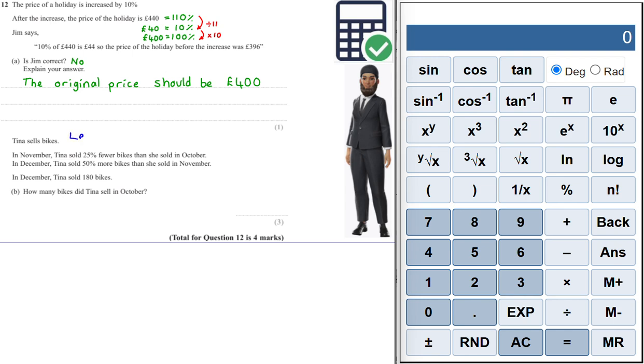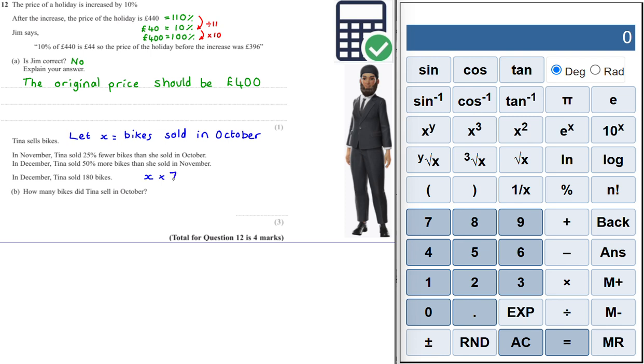So let's write down, let x equal bikes sold in October. In November we sold 25% less, so 100% minus 25%. So let's start with this: x is multiplied by 100% minus 25%, which works out to be 75%.